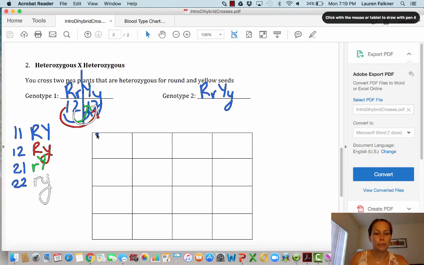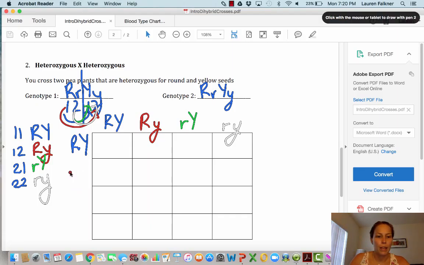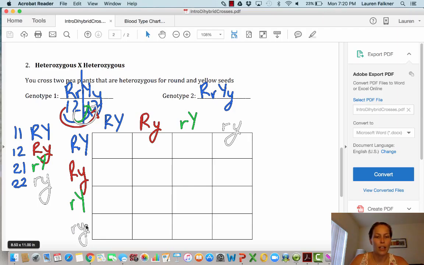So then we put our 11 here, capital R, capital Y, our capital R, lowercase y here. We do our lowercase r, capital Y here, and then our lowercase r, lowercase y here. Now we could do the same thing for this one, the 11, 12, 21, and 22, but we're just going to end up with the same gamete combinations as we did over here, so we can just fill that in. So capital R, capital Y, capital R, lowercase y, lowercase r, capital Y, and then lowercase r, lowercase y. And then you would fill in your boxes by, again, dragging and dropping.